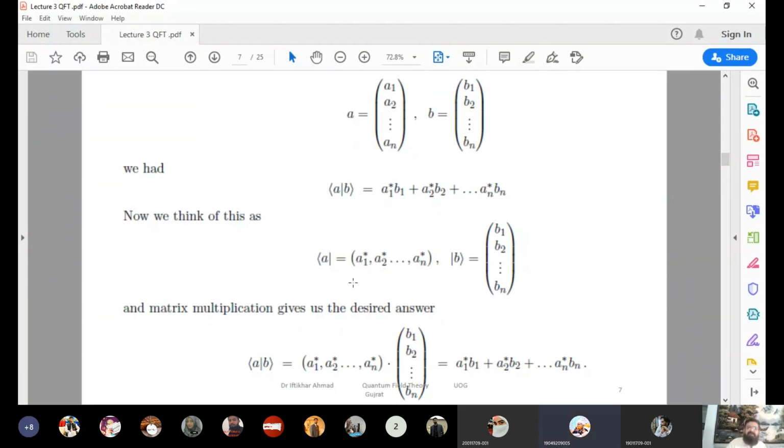What does it represent? A dagger is actually equal to A star transpose. When you take the complex conjugate of vector A and then take the transpose of vector A, the column vector is converted into a row vector. So you put it here, A dagger. Okay, understand?